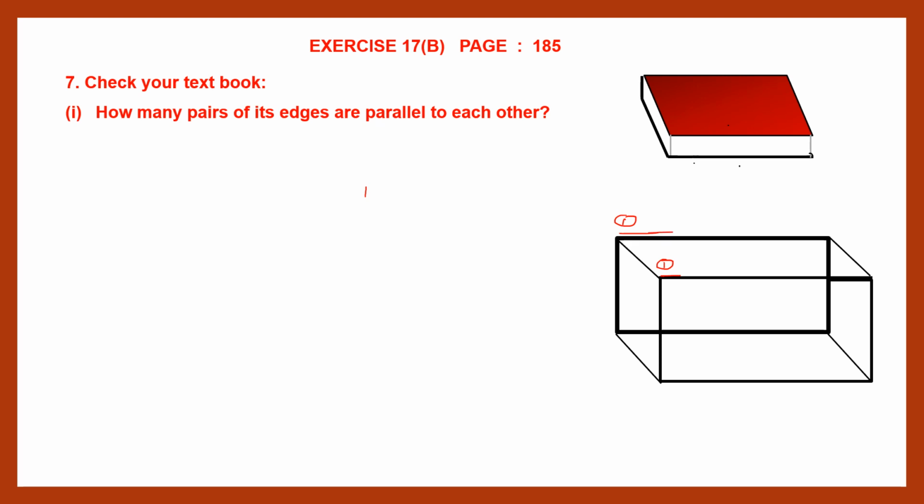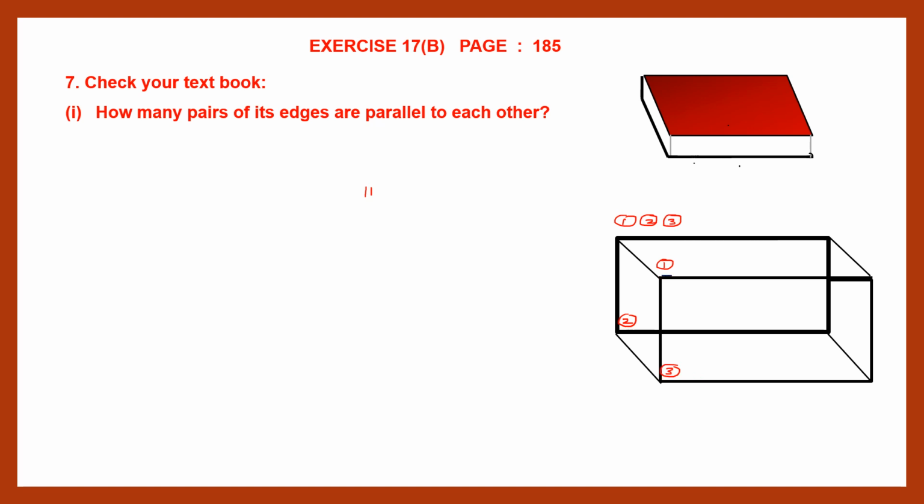Now the same line, I can take it as 2. It is parallel to the bottom one here, isn't it? It's parallel to this line. So that is the second pair. Now the same line is parallel also to this. So if I extend this line and I extend this line, I will have the third pair. Okay, both are parallel to each other.